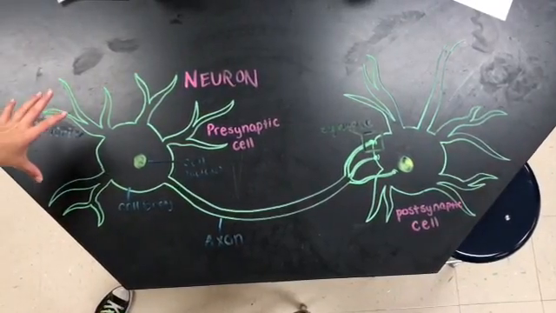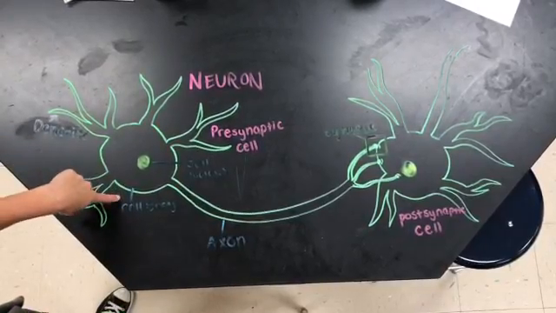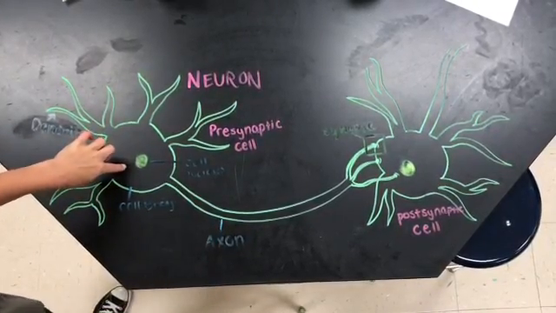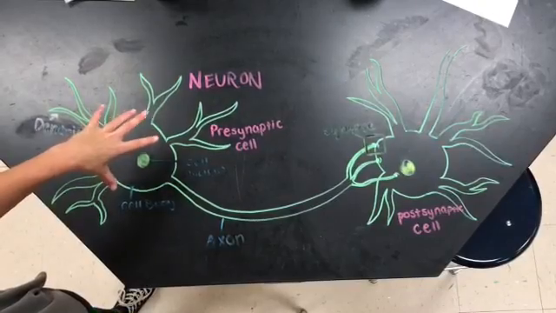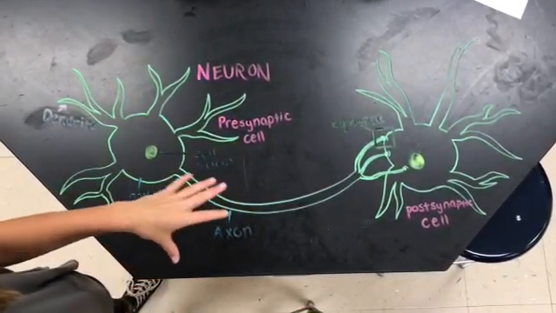This is a neuron. It consists of a dendrite, which receives signals from the stimulus, and the cell body, which contains the nucleus, which is all part of the presynaptic cell. The signal is then carried through the axon to the postsynaptic cell through the synapse.